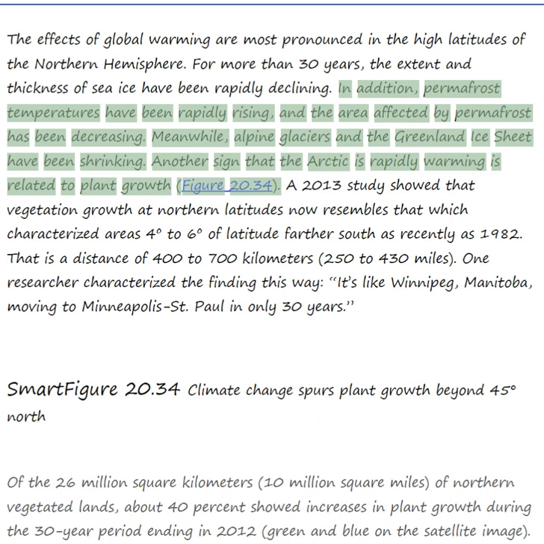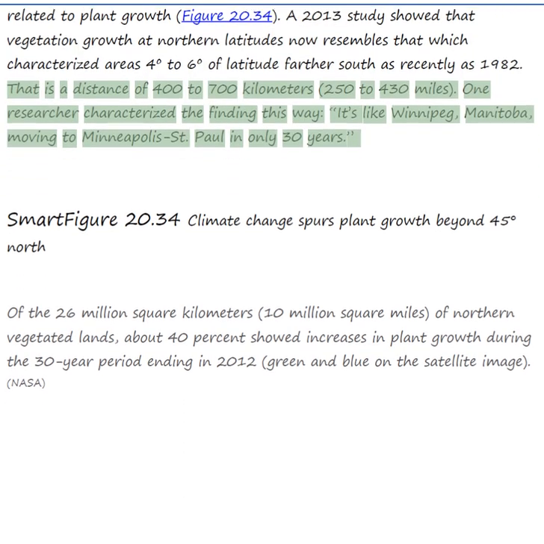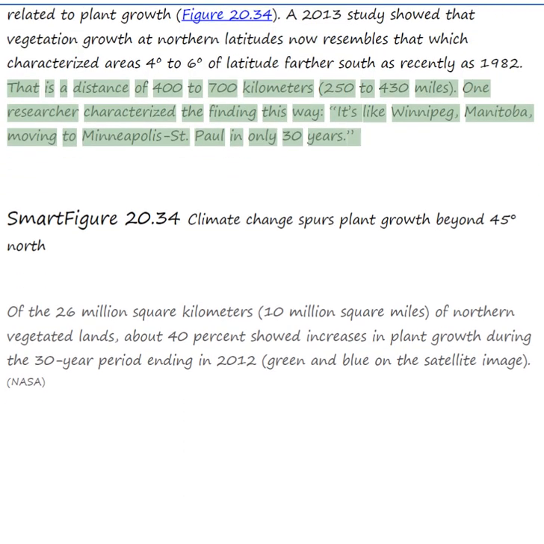Another sign that the Arctic is rapidly warming is related to plant growth. A 2013 study showed that vegetation growth at northern latitudes now resembles that which characterized areas 4 degrees to 6 degrees of latitude farther south as recently as 1982. That is a distance of 400 to 700 kilometers. One researcher characterized the finding this way: it's like Winnipeg, Manitoba, moving to Minneapolis-St. Paul in only 30 years.